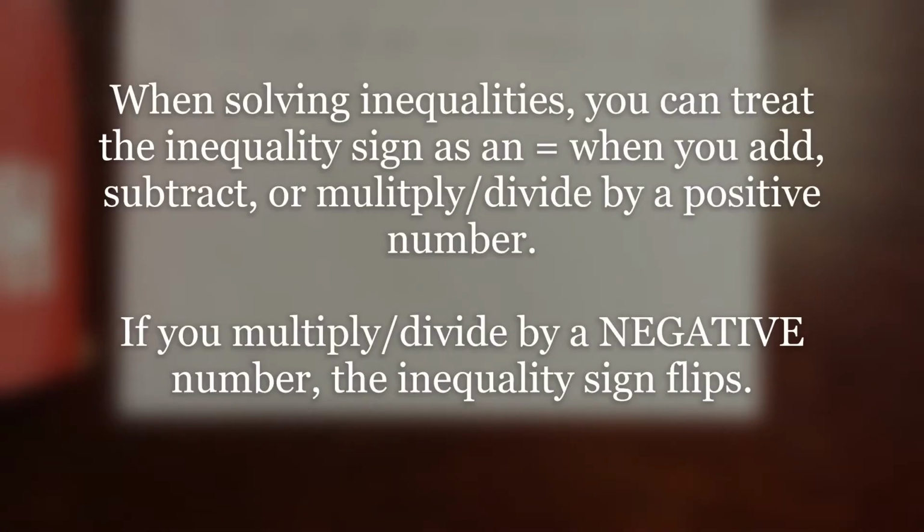When you're solving an inequality, you can treat the inequality sign like an equal sign if you're adding, subtracting, multiplying, or dividing by a positive number. The only thing that gets a little wonky here is if you multiply or divide by a negative number, you have to flip your inequality sign.